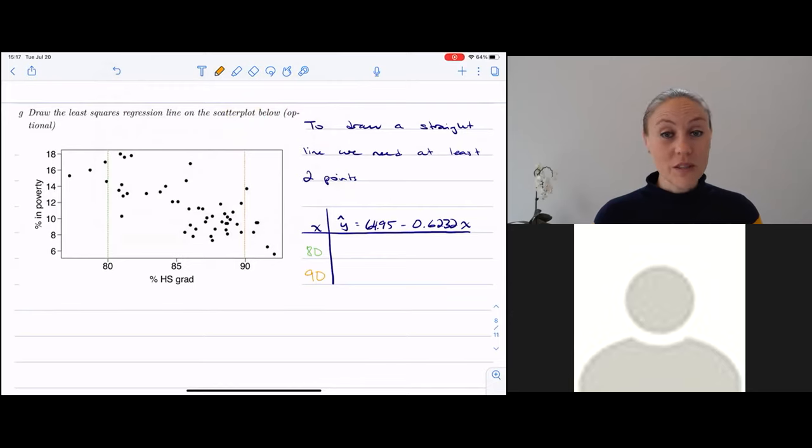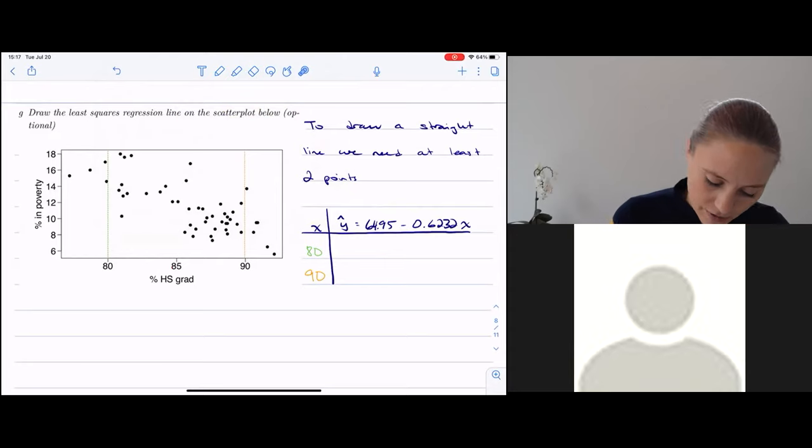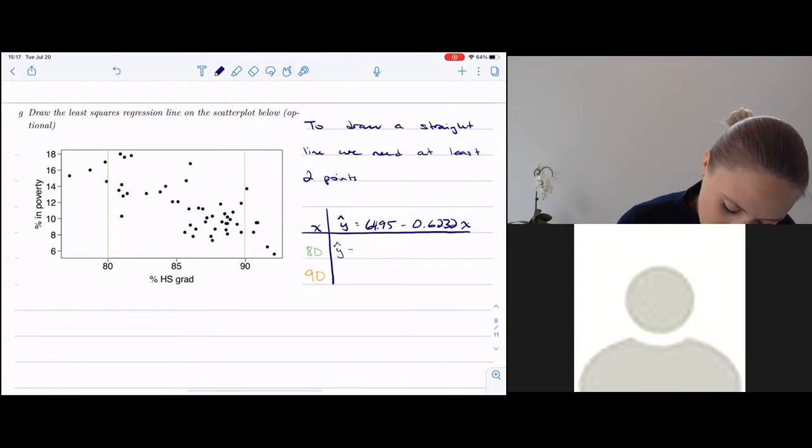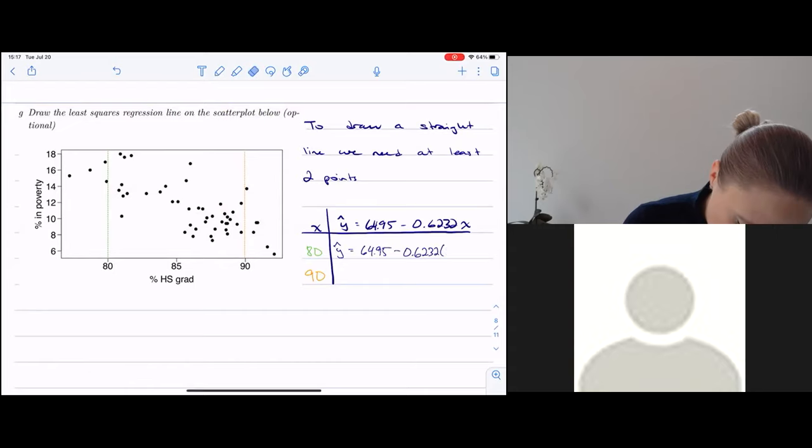You can pick any two values of x that you want. You could do like 81.5, but it might be really difficult to figure out where that is on this scale, right? So that's why I'm picking 80 and 90. You could pick 85, whatever. And so now I'm going to find that y hat is 64.95 minus 0.6232 times 80. And maybe I'll use the same color there.